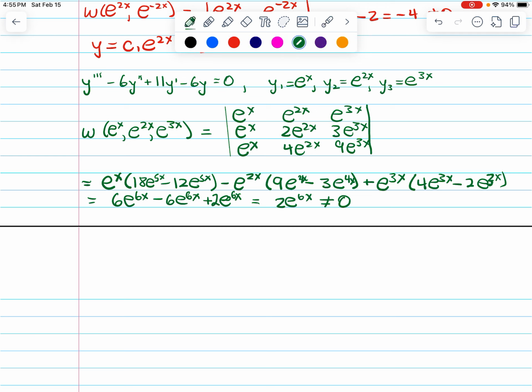Now, I've got a fundamental set on my hands, e to the x, e to the 2x, and e to the 3x. And now I've got my general solution. My general solution is going to go like this. It's going to be y equals c1 e to the x plus c2 e to the 2x plus c3 e to the 3x. And there you have it. There's your general solution.